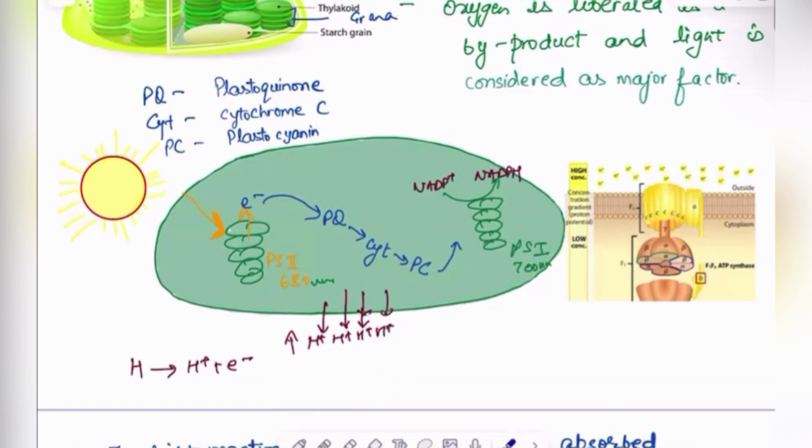The electrons that are lost from photosystem 2 then enter the electron transport chain. These are electron carrier molecules, plastoquinone. So electrons are transferred to plastoquinone, plastoquinone to cytochrome, cytochrome to plastocyanin. And during this process, the H plus which goes out of the membrane creates an electrochemical gradient.